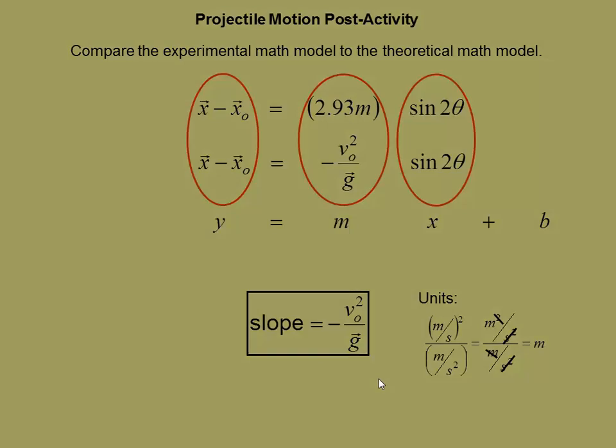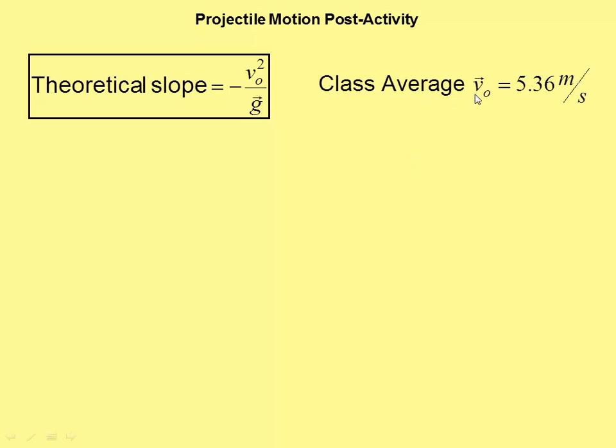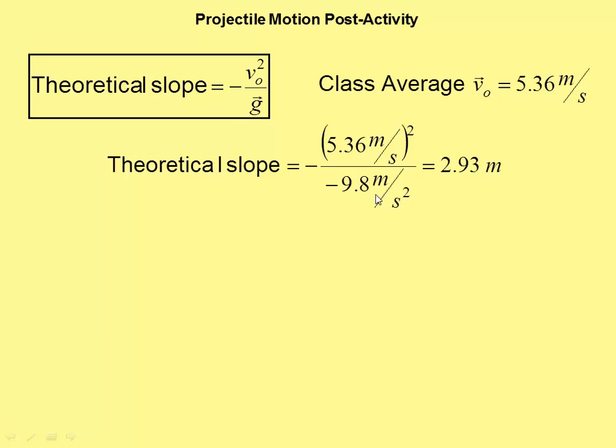Now what about the number? Well, our class average v0, remember, which is what I used to calculate my theoretical slope, was 5.36 meters per second. Plug that in for v0. Plug negative 9.8 in for g. It's still a vector, remember, it's got an arrow on it. The negatives cancel, and what do we get? 2.93 meters. That's where I got the theoretical slope.